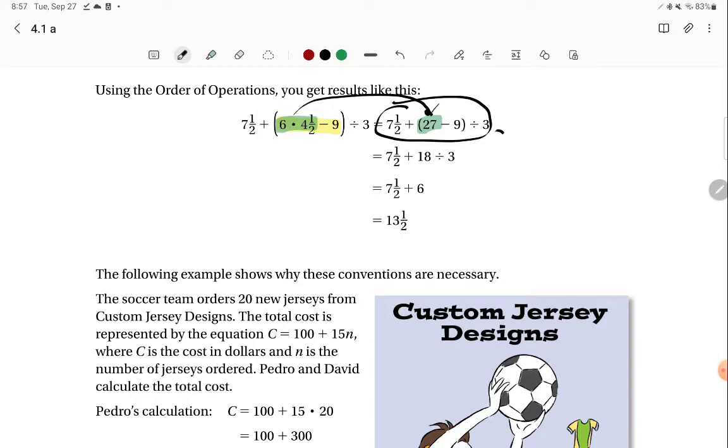And then from here to here, we're inside parentheses still. So from there to there, all they did was simplify 27 minus 9 is 18. And now we are at multiplication, division. There's no parentheses. Multiplication, division from left to right. So we take 18 divided by 3. That's where that 6 comes from. Now we're at addition, subtraction, left to right, 13.5.